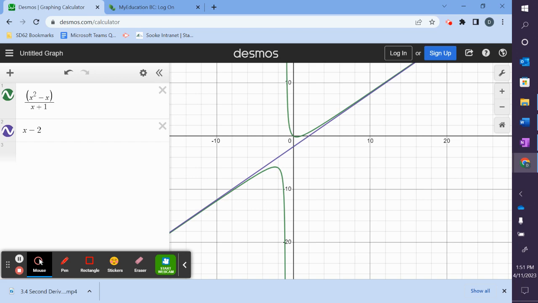Tomorrow, we got one more little thing to do, and then we'll start putting this all together to sketch curves. You will be able to sketch that curve tomorrow. Well, in a couple of days.